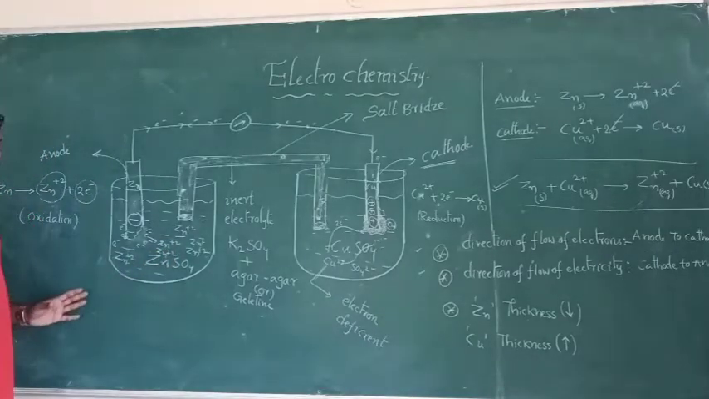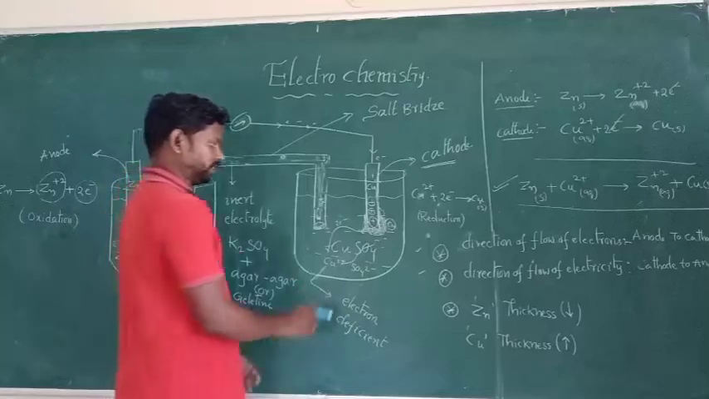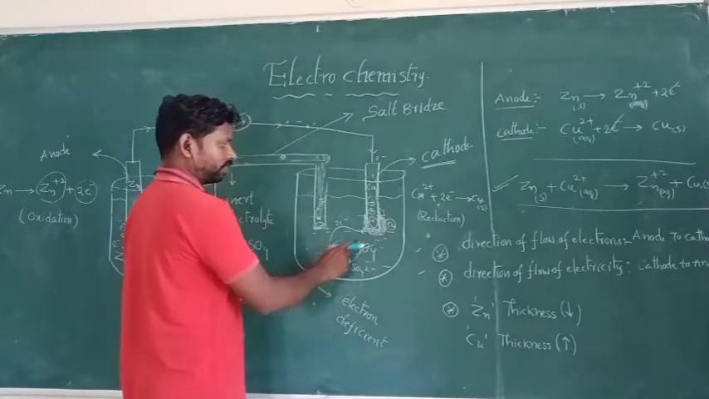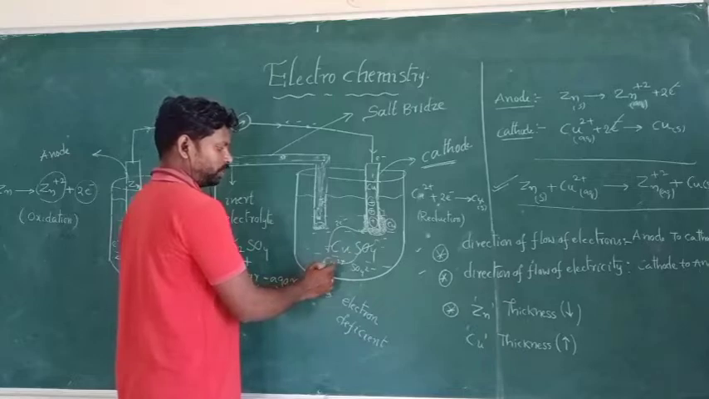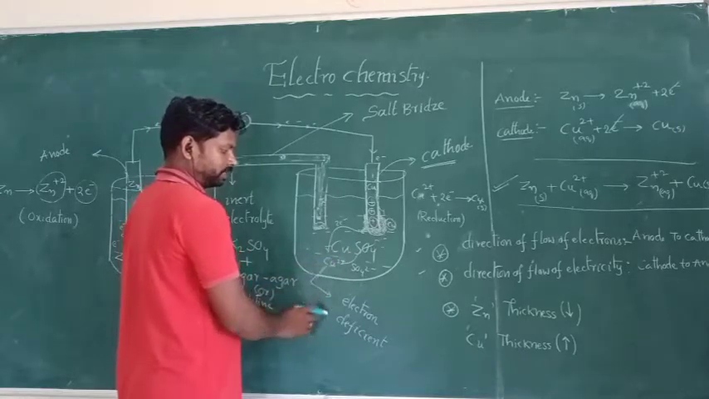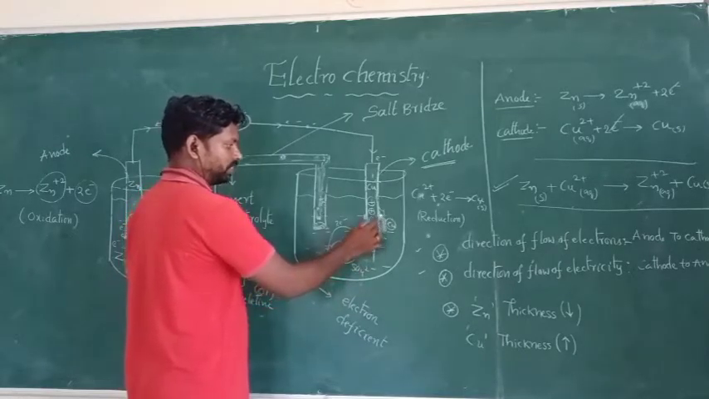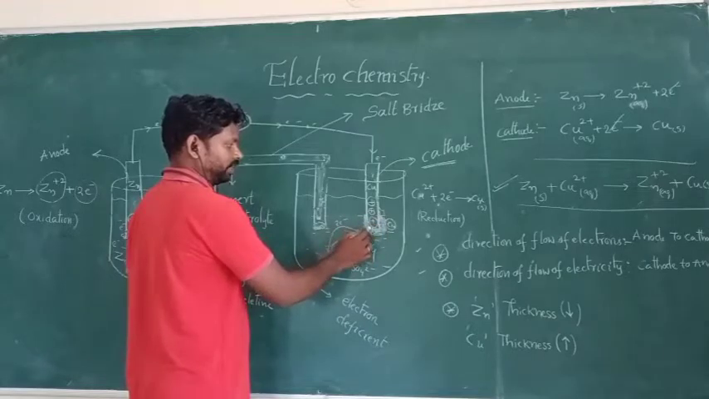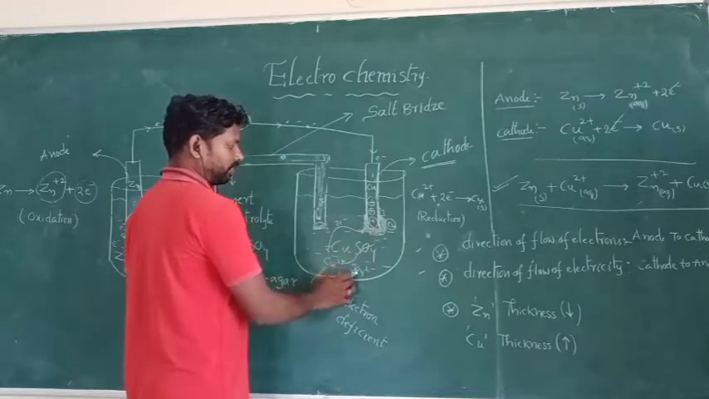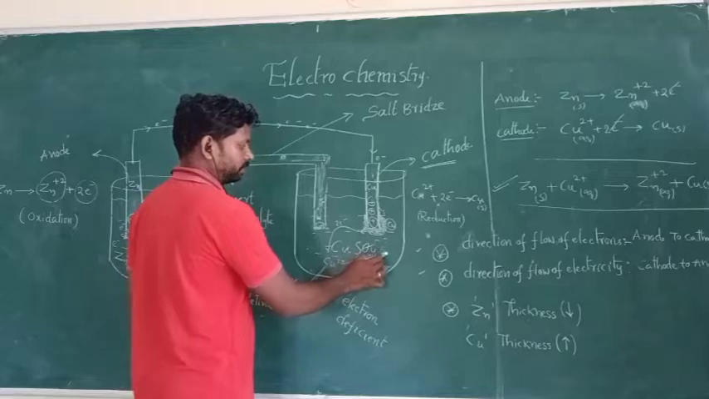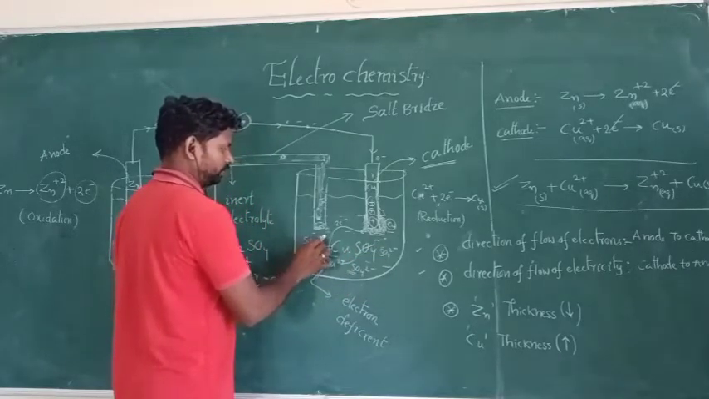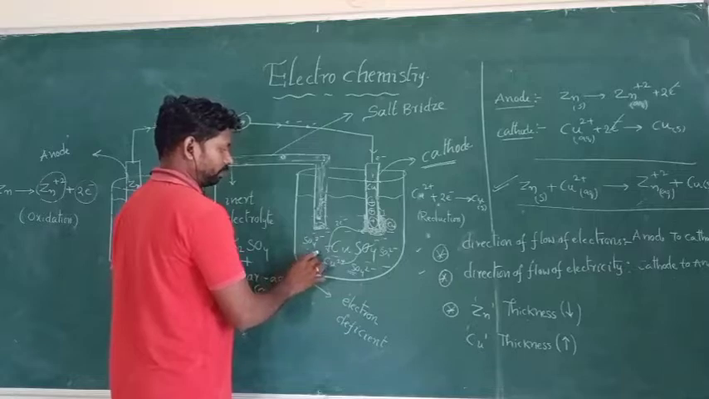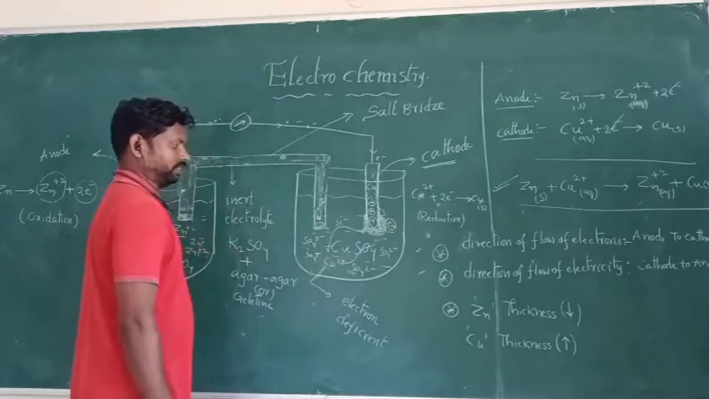At the same time, here the Cu2+ ions take electrons from the copper rod. This Cu2+ completely becomes Cu and is deposited here as solid Cu. But SO4 2- ions are left here. Now the complete solution is negative. The complete solution is a negative solution.